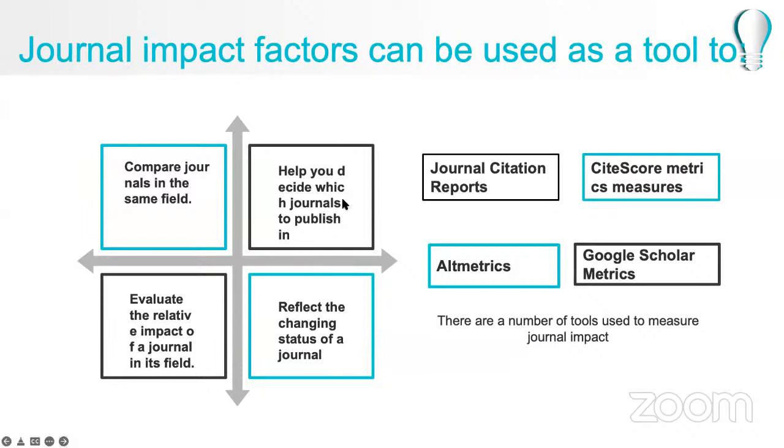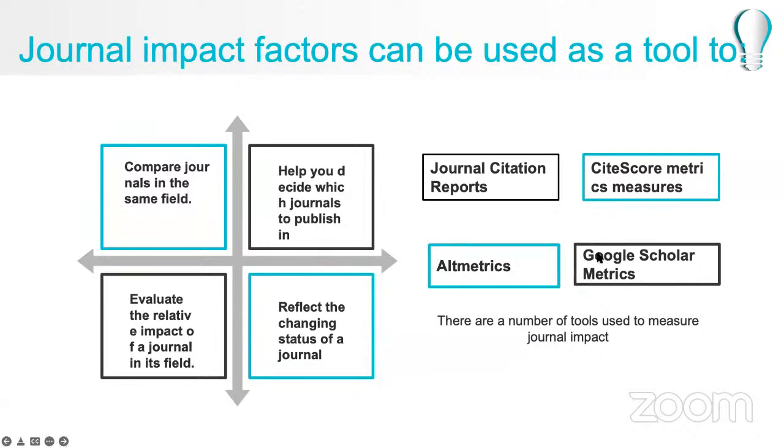It can help you decide which journals to publish in. It can help you evaluate the relative impact of a journal in the field. It can reflect the changing status of the journal, because the impact factor does not remain the same every year. It changes depending on how many papers are published and how many citations that particular journal has received. The impact factor is not the only thing that is important.